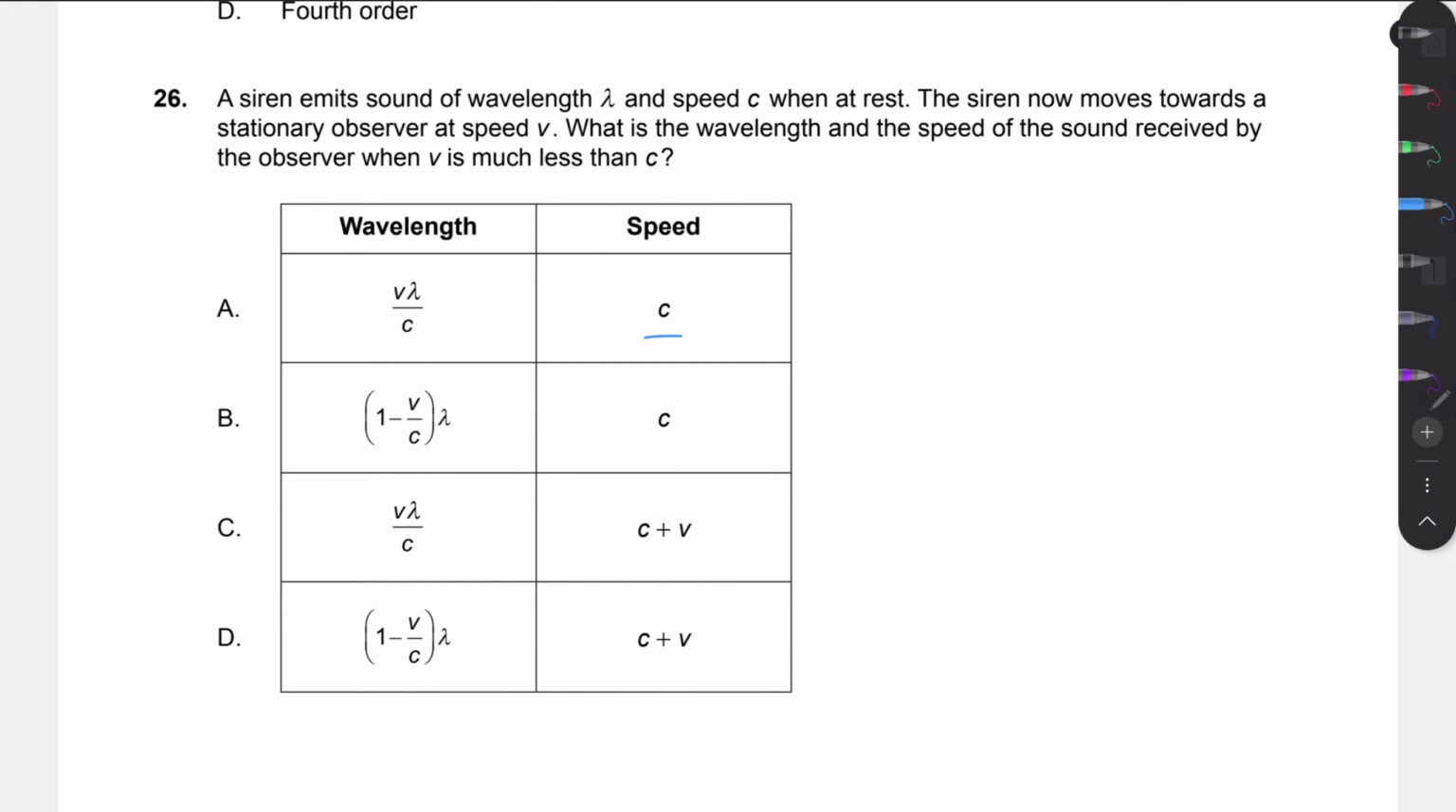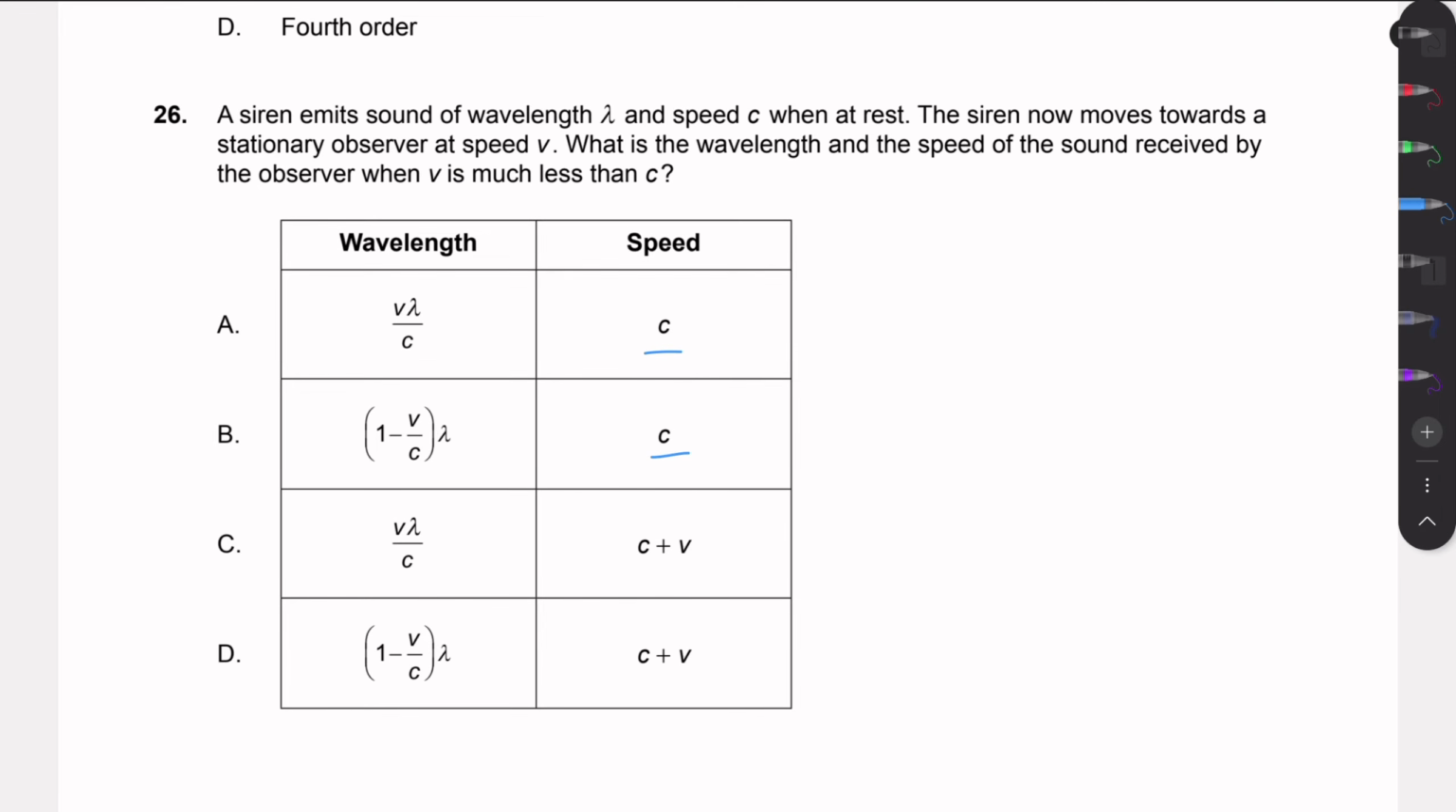Well, we can already see that the speed is just going to be the same, as the speed only depends on the medium we are traveling in, especially when the speeds are so small. It's not going to change the speed of sound. It only depends on the medium we are in, so like whether in air, glass, water, so on, nothing else.